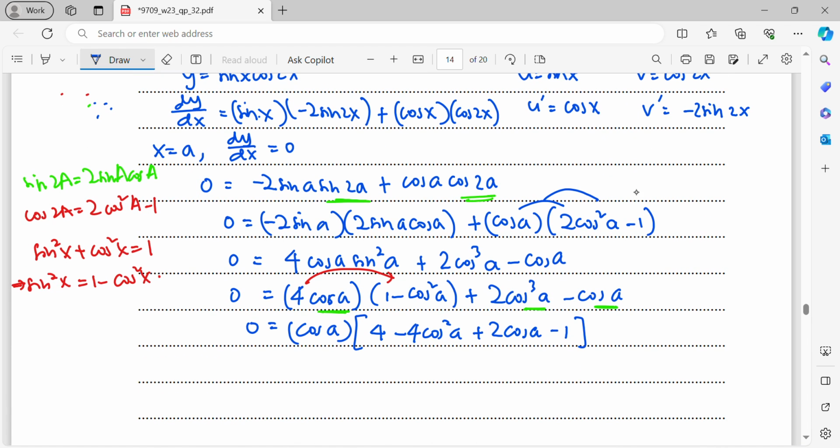Okay, then from here, I will get 0 equals to cos a, and then the next one is negative 4 cos squared a plus 2 cos a. 4 minus 1 is 3. Okay, let me check any term I miss out.